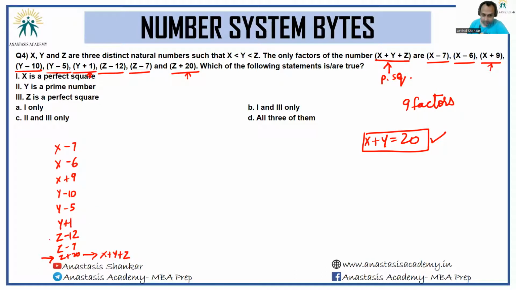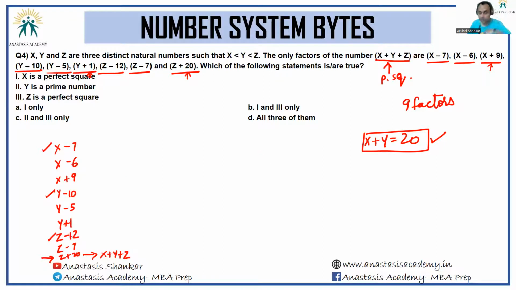Can this be the smallest factor? Z minus 12? Yes. Can this be the smallest factor? Yes. Can this be the smallest factor? Yes. We have three cases, when these could be the smallest factors. Additionally, for any natural number in the world, the smallest factor is 1. So let me now make cases.